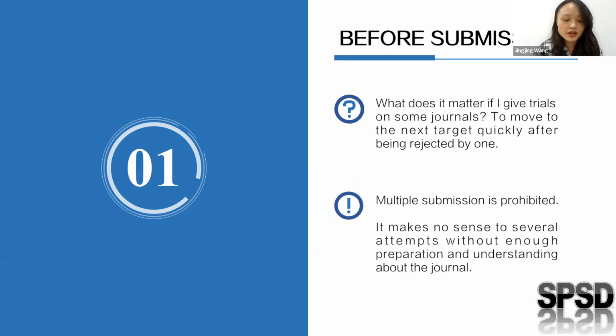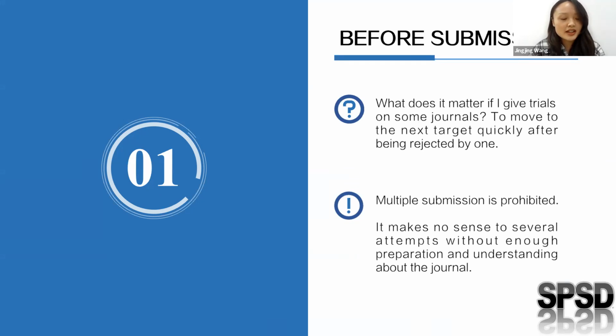Before submission, of course, you need to do enough preparation to submit your article. But I noticed some authors have thoughts like this. What does it matter? What does it matter if I give trials to some journals? So they can move to the next target quickly after being rejected by one.